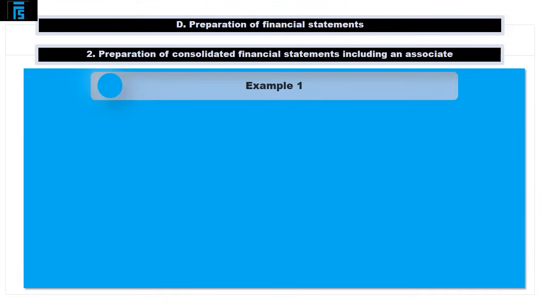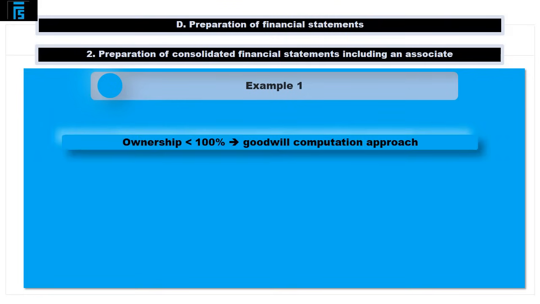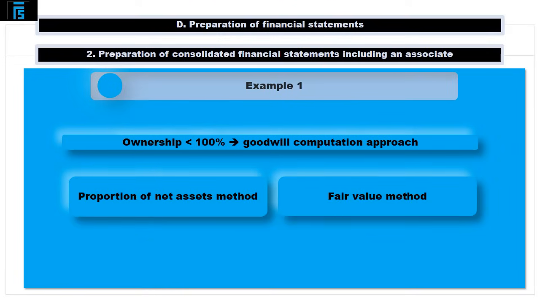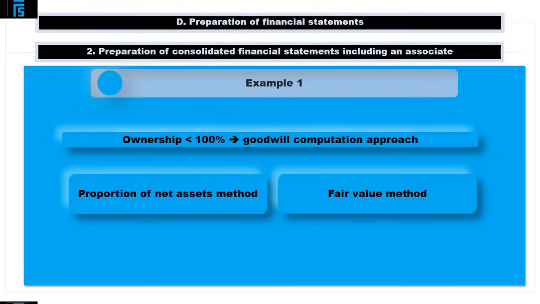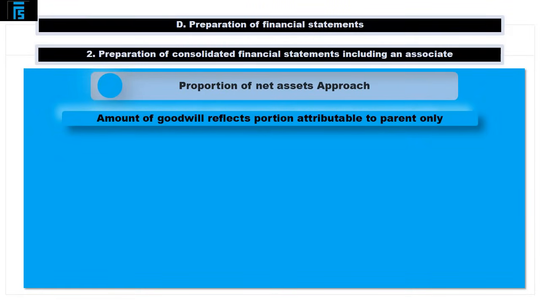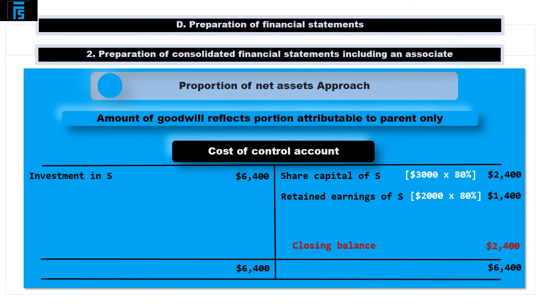Let us begin by drawing the cost of control T account, which will allow us to compute the amount of goodwill, if any, recognized in respect of the transaction. You should appreciate that when dealing with transactions where less than 100% of the share capital is acquired, goodwill may in fact be computed using one of two approaches. The proportion of net assets method, which we will illustrate first, and the fair value method, which we will show second.